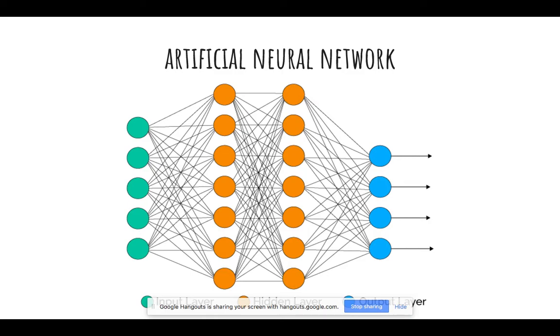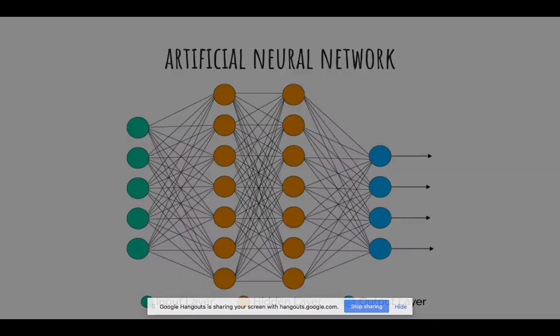In an artificial neural network, the first layer is the input layer. The last one is the output layer, where we have our predictions. It can be as many categories as we have, and everything in between are hidden layers.